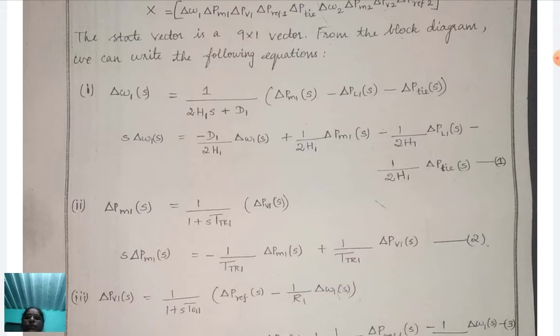So from this equation, del pm1 of s equal to 1 divided by 1 plus s into Ttr1 into del pv1 of s. Then s into del pm1 of s equal to minus 1 by Ttr1 into del pm1 of s plus 1 by Ttr1 into del pv1 of s. This is equation number 2. T is the time constant of the particular model. This is the turbine model. Before this, equation 1 was the power system model. The next one is the turbine model.